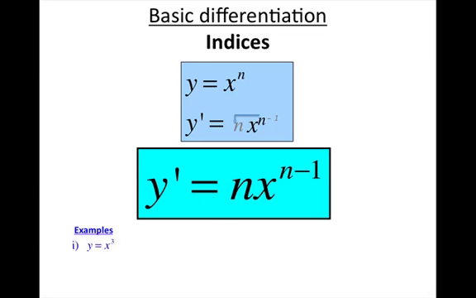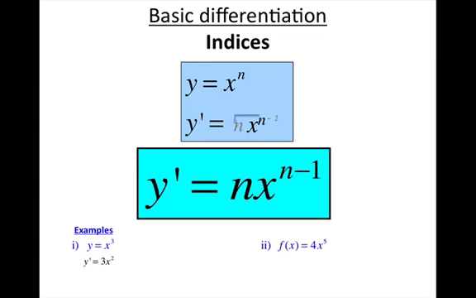Let's do an example. Y equals x cubed. So let's follow that exact method. You bring down the power, so it becomes 3x, and you minus 1 from the power, squared. Bring down the 3, minus 1 from the 3 becomes 2. So x cubed's derivative is 3x squared.